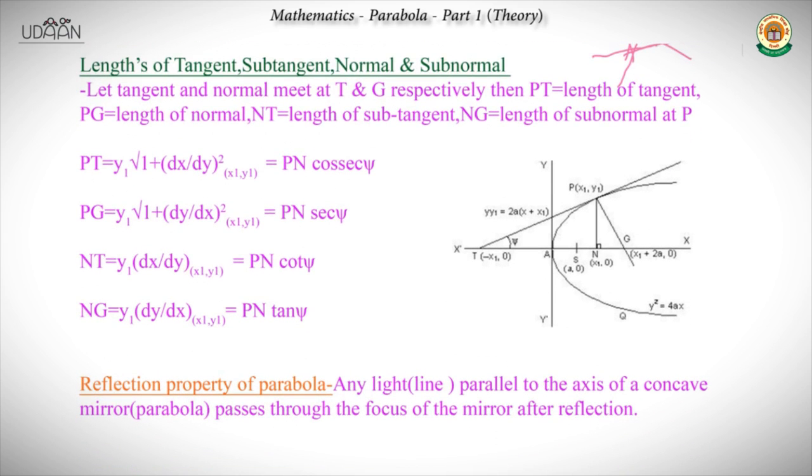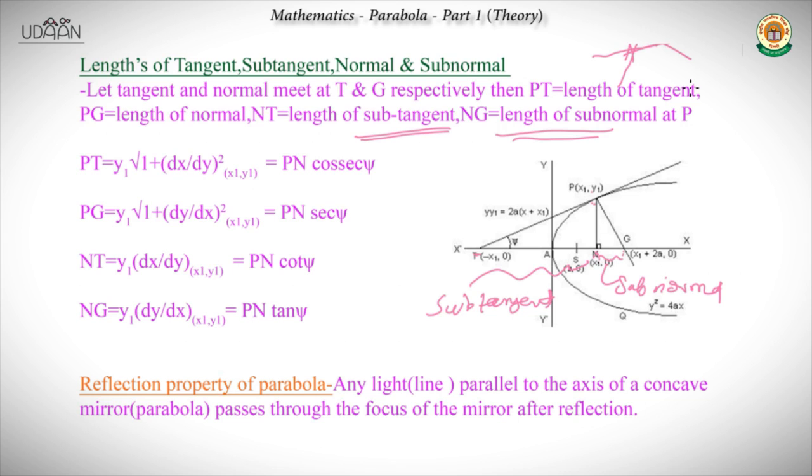So if we take a point P(x1, y1), if we draw the tangent and normal, then they'll cut the x-axis at points T and G. Now you might be thinking, what are the new terms, subtangent and subnormal? So we'll drop a perpendicular from that point on the x-axis, cutting at N. The distance from N to the point where the tangent cuts the x-axis is known as the length of subtangent. Similarly, the distance from N to the point where the normal cuts the x-axis is known as the length of subnormal. You can also say that it is the projection of the tangent on the x-axis, and similarly the normal.